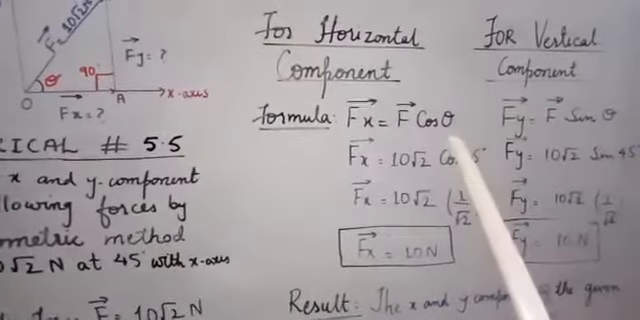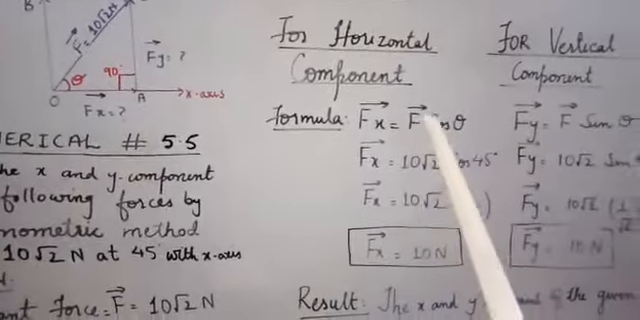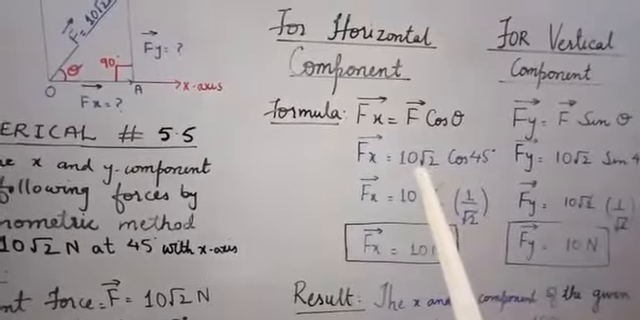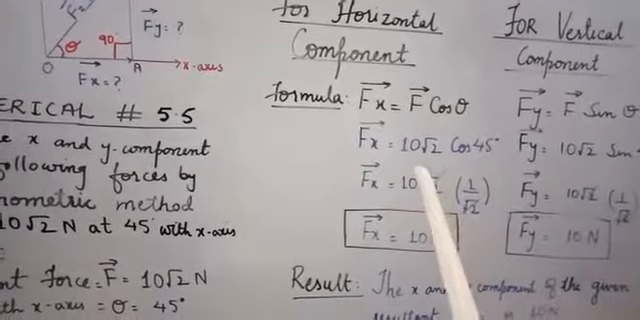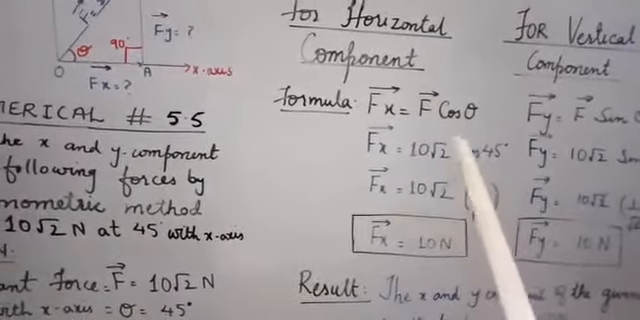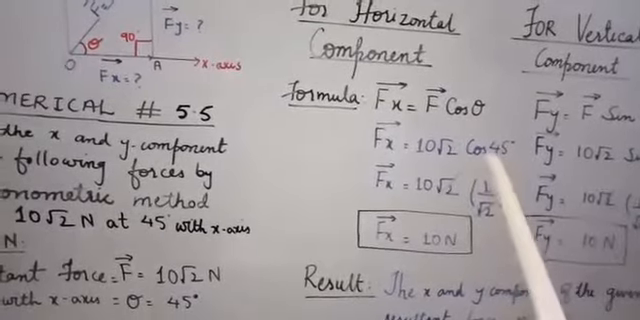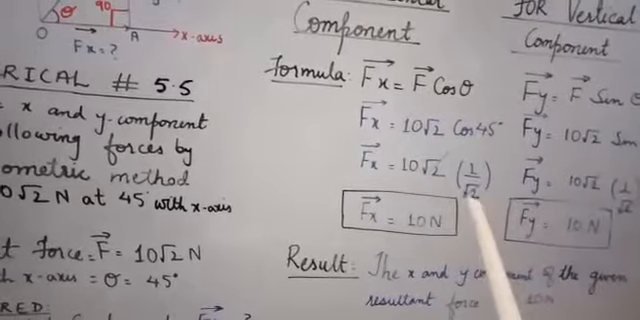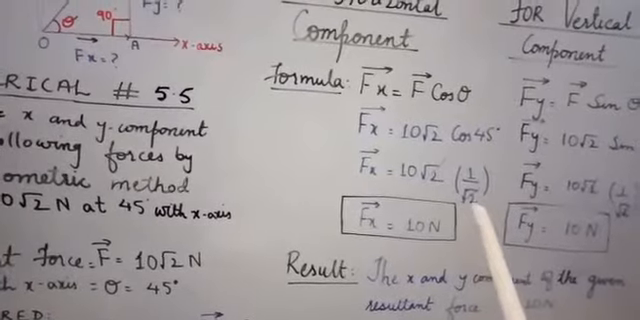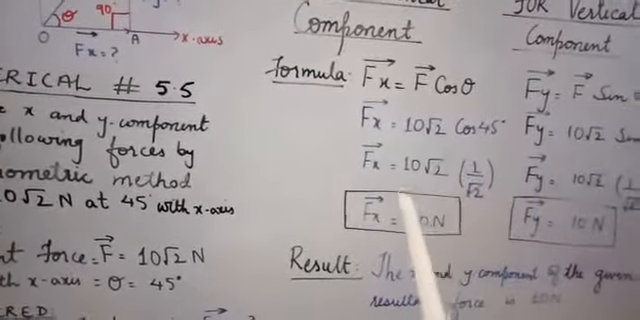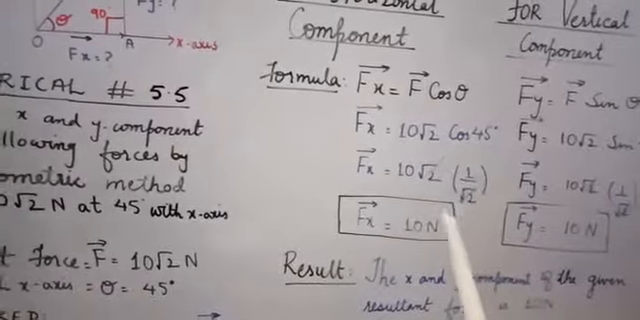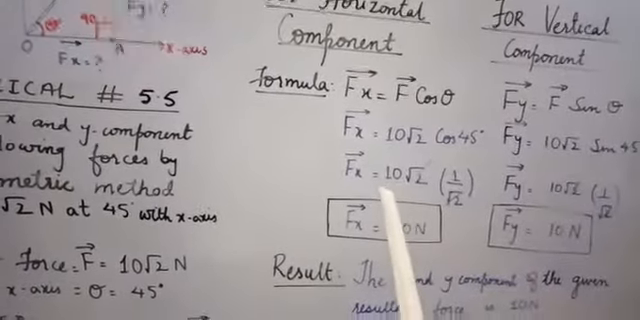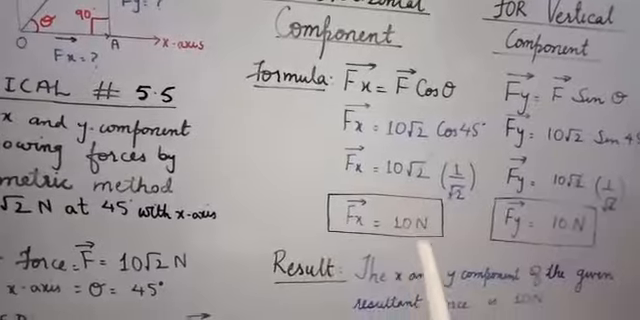Now we just have to put the values. The value of F is 10 under 2, which is missing in some of the books, not in all books. Okay, and cos theta is cos 45 degrees. In place of cos 45, we will put the value from the trigonometric ratios table given on page number 77, that is 1 under 2, and 10 under 2 remains as it is. Then this under 2 will be cancelled with this under 2, it becomes 10 Newton.